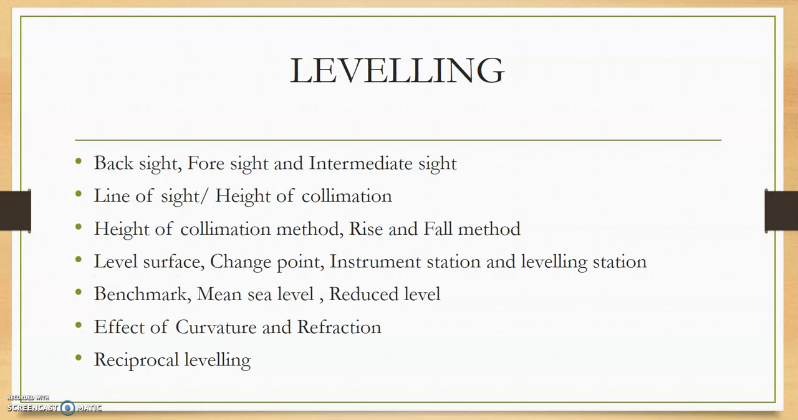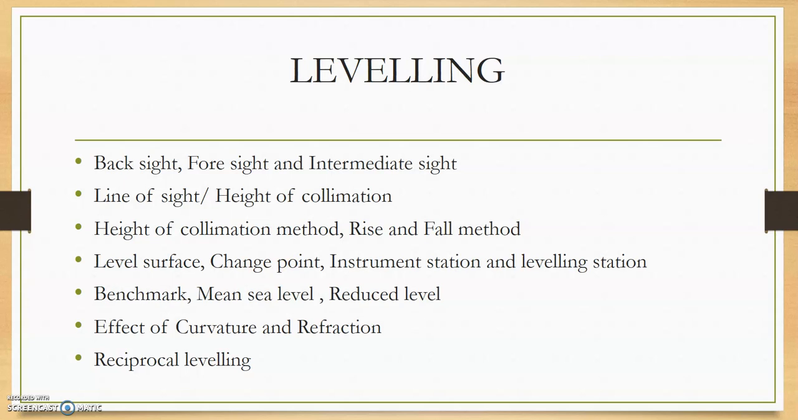Earth is a leveled surface, but our line of sight is straight, whereas it should be bent according to the level surface of the earth. That is not possible, because in practice the line of sight is a straight one. Hence an error develops due to the curvature of the earth. That error is positive. The obtained reading is higher than the actual value.